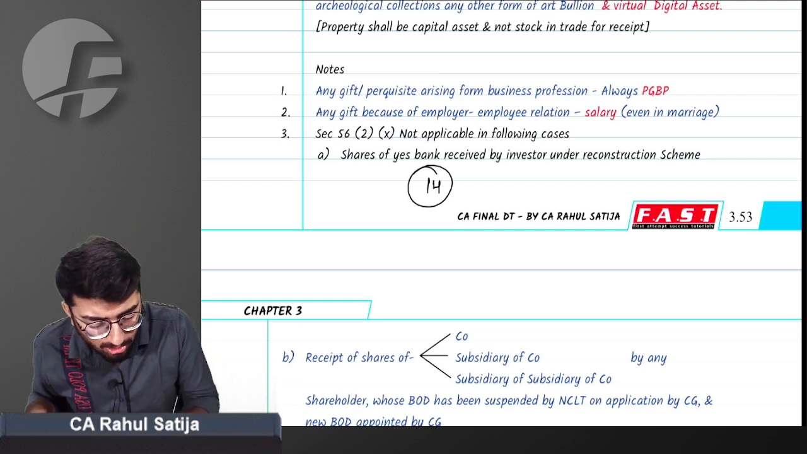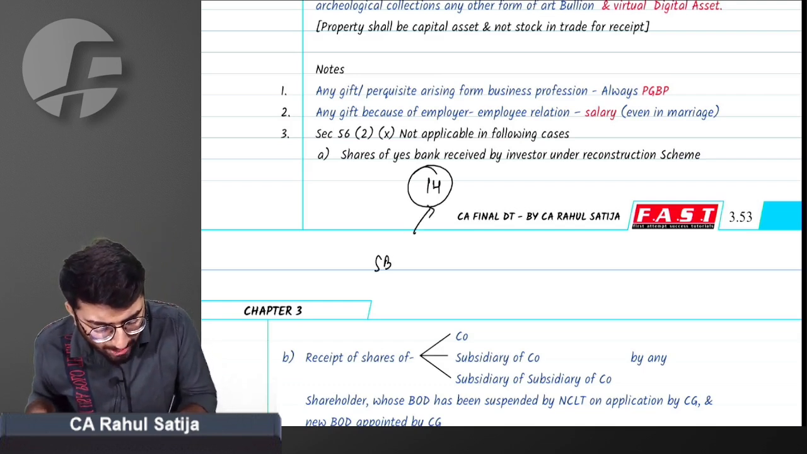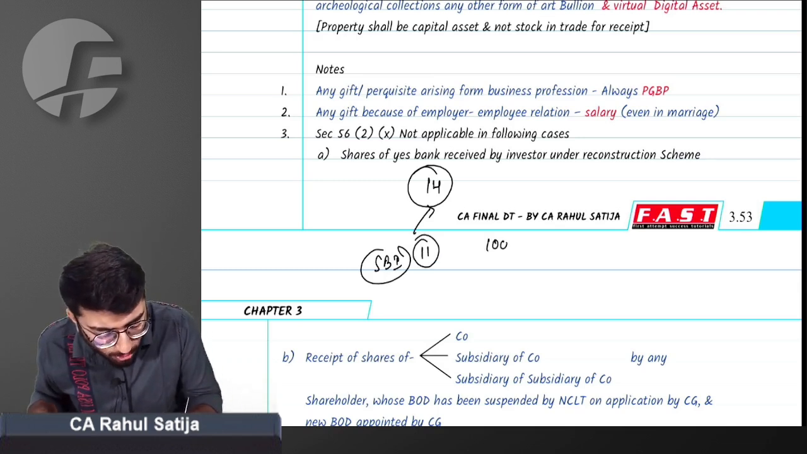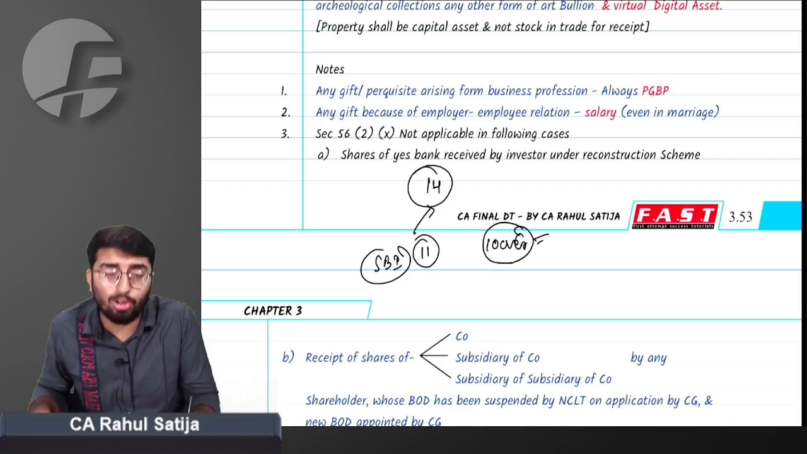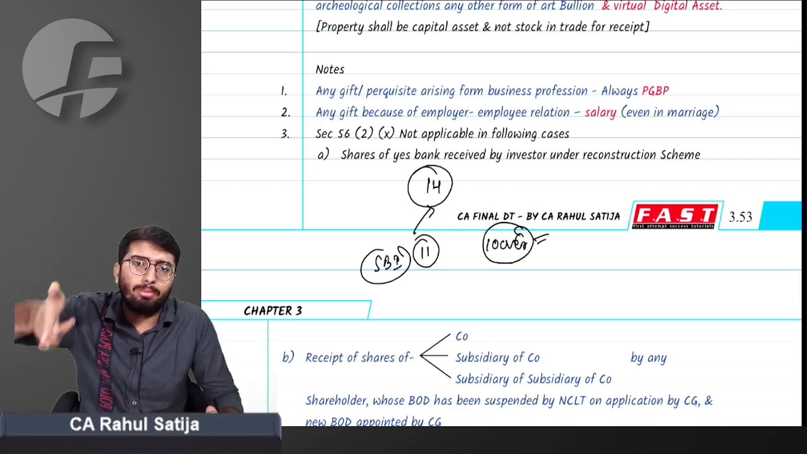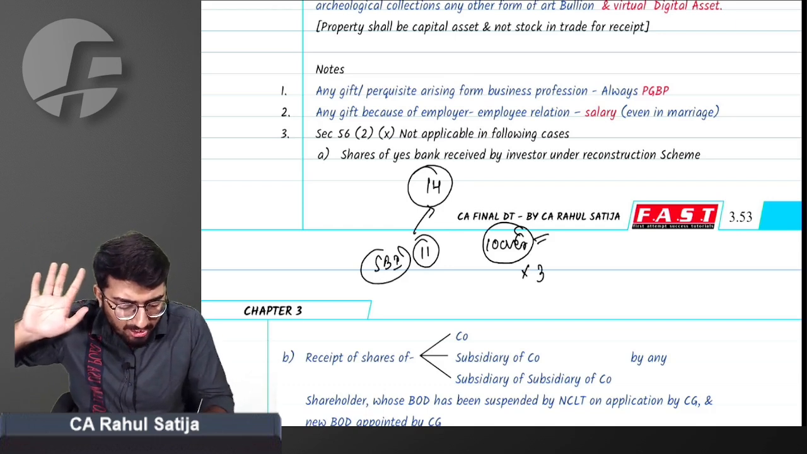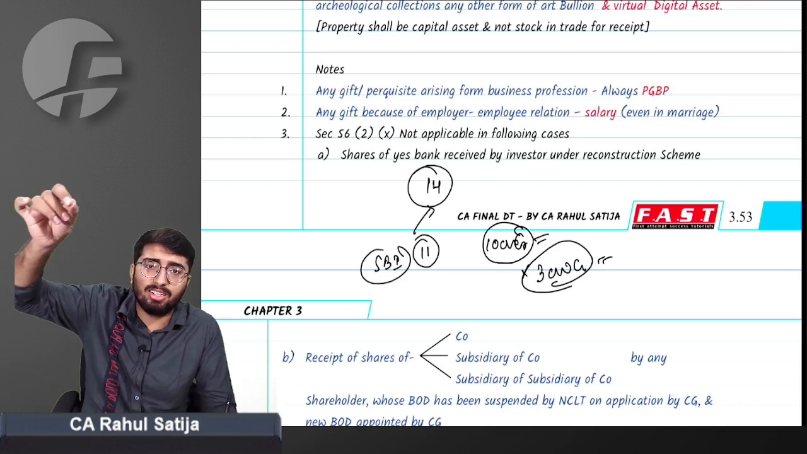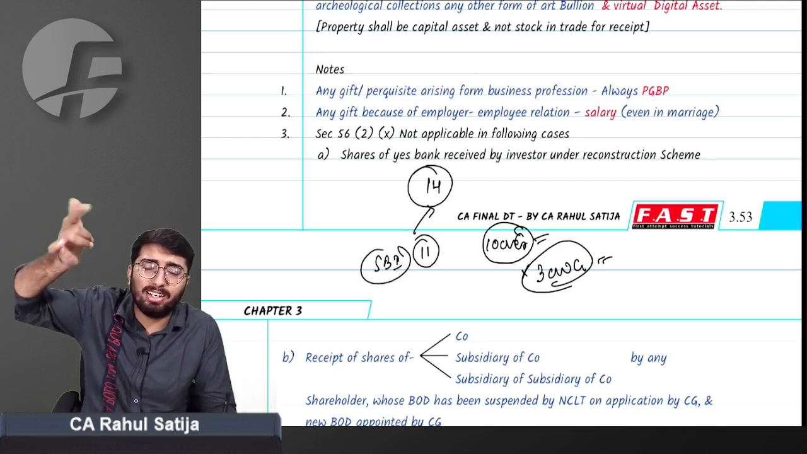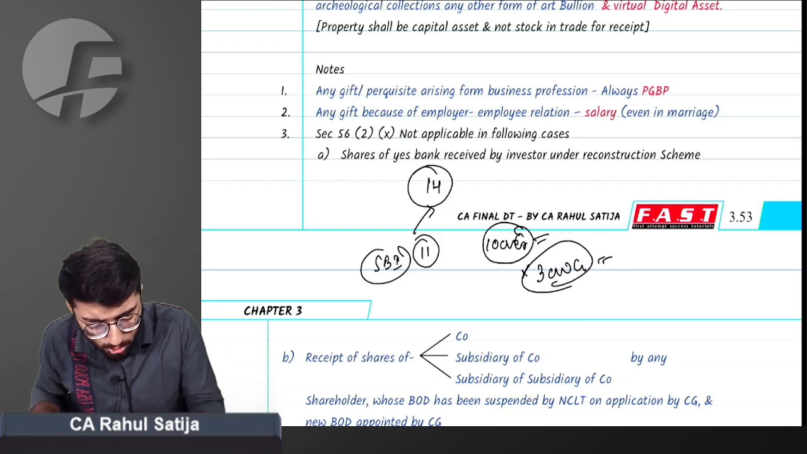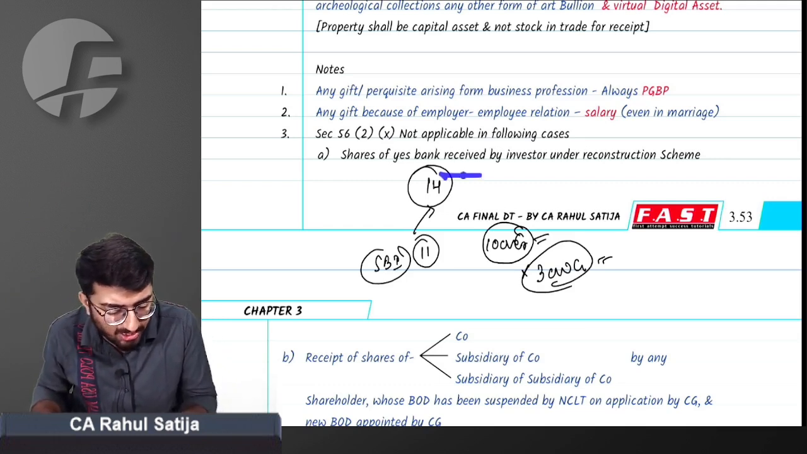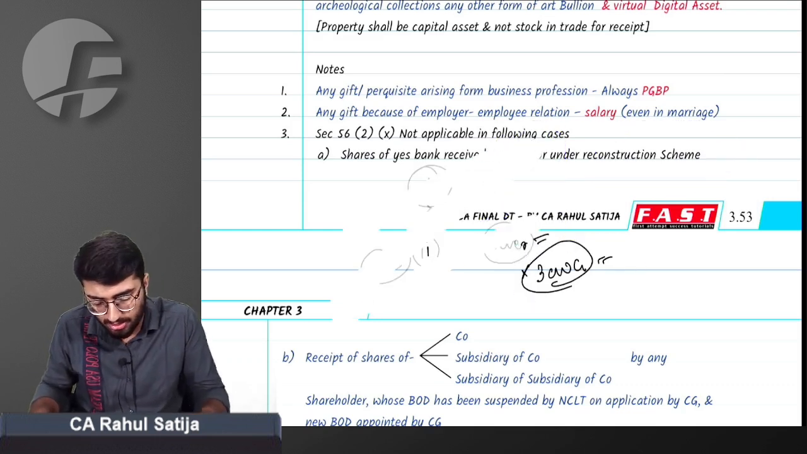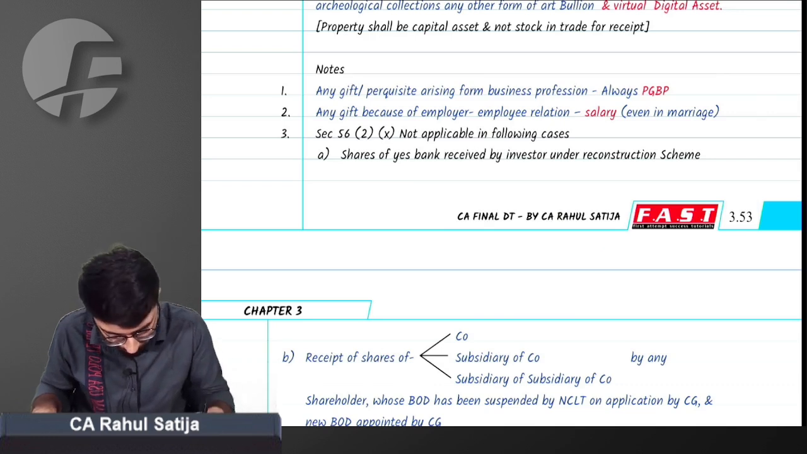So the government interfered and asked SBI to buy shares of Yes Bank at rupees 11. For example, SBI bought 1,000 crore shares of Yes Bank at a lower price. Can I say SBI was benefited by 3,000 crore? Can I say these shares received at inadequate consideration will be treated as a gift in the hands of SBI? The right answer is no. Any shares of Yes Bank received by the investor under a reconstruction scheme will not be treated as a gift.